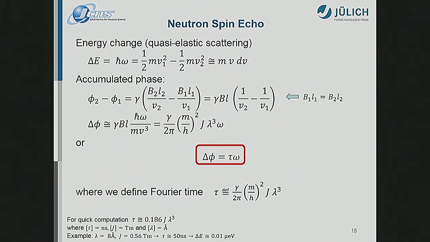So the bottom is just for some curious people: that whole factor in front of J and lambda amounts to something like 0.2 in units. The Fourier time would be in nanoseconds, the field integral in Tesla meters, and the neutron wavelength in angstroms. So if you work it out, for 8 angstrom neutrons and the maximum field integral we can have in our spectrometer, the Fourier time for those 8 angstrom neutrons is about 50 nanoseconds. That corresponds to an energy change of, say, 10 nanovolts. So this is a really high resolution spectrometer.